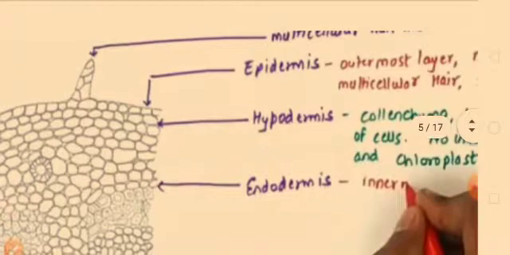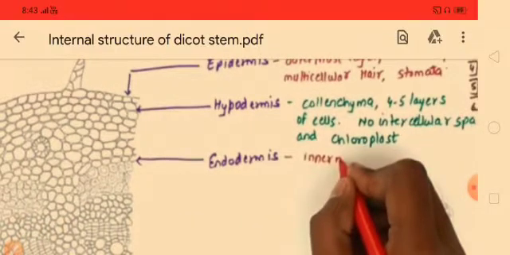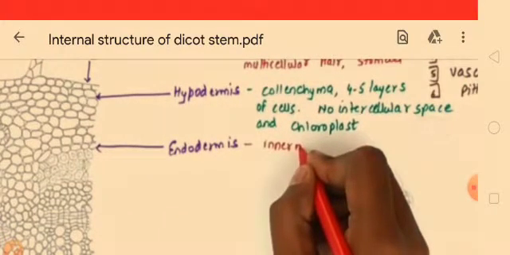The hypodermis is made up of collenchyma cells. About 4 to 5 layers of cells can be seen here. So they are all collenchyma cells. There are no intercellular spaces between these, and they contain chloroplast. So these are capable of photosynthesis.